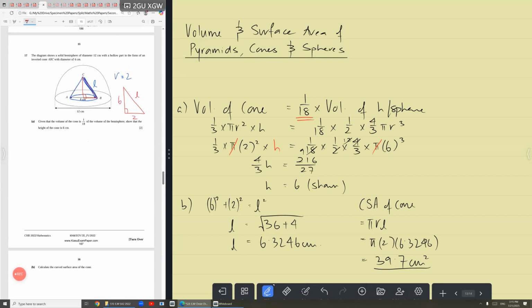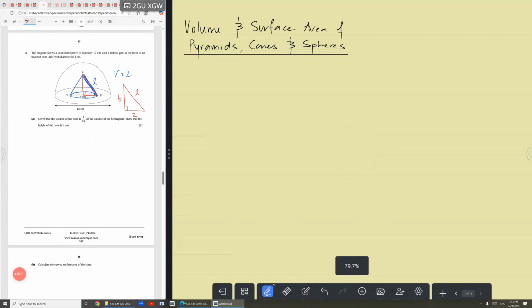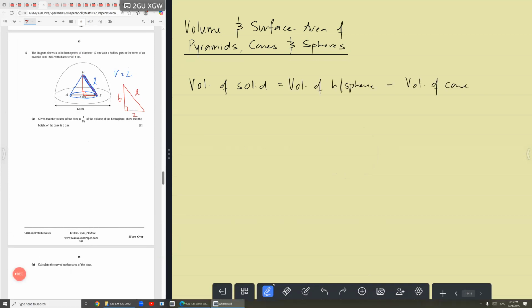The volume of this solid is obtained by taking the volume of the hemisphere minus the volume of the cone. So the volume of the solid is obtained by taking the volume of the hemisphere minus the volume of the cone. It's quite simple, so let's put in all the values.